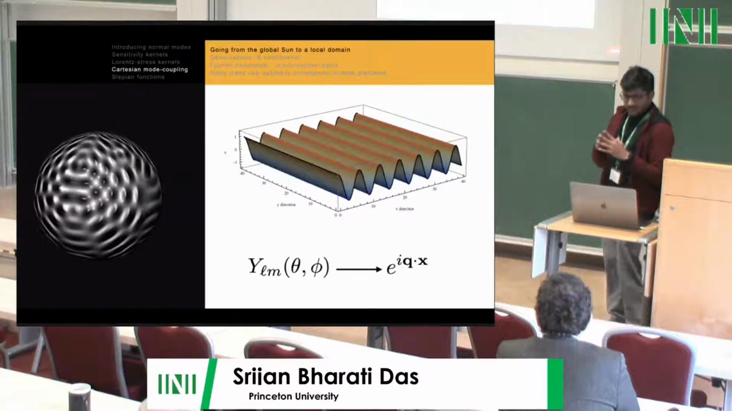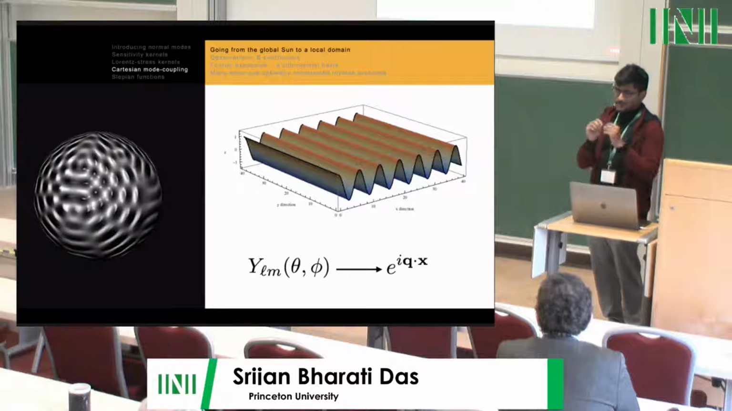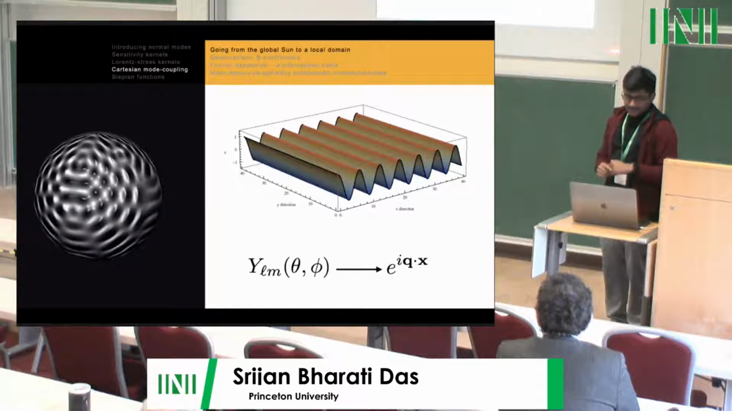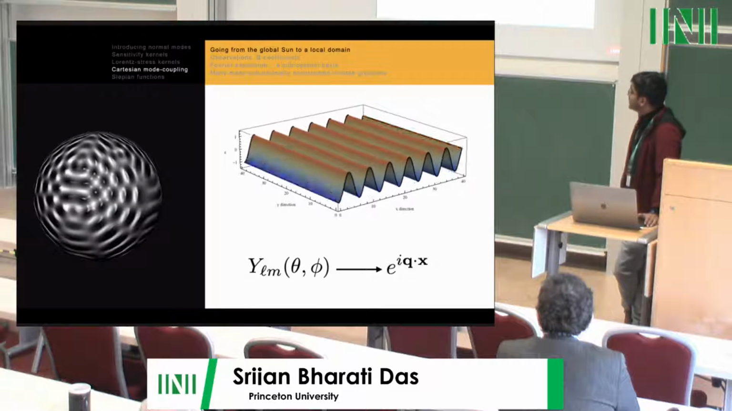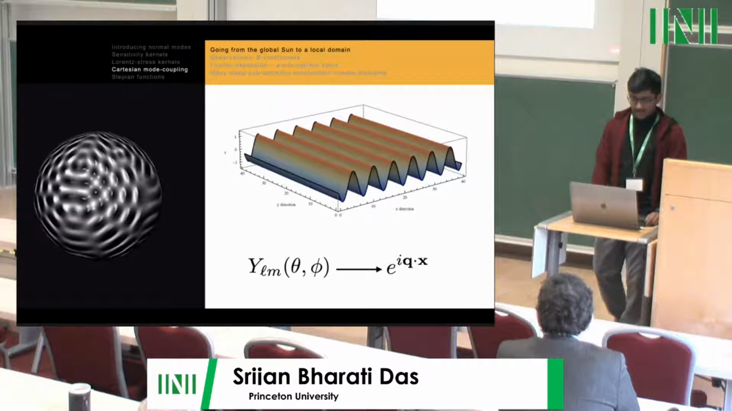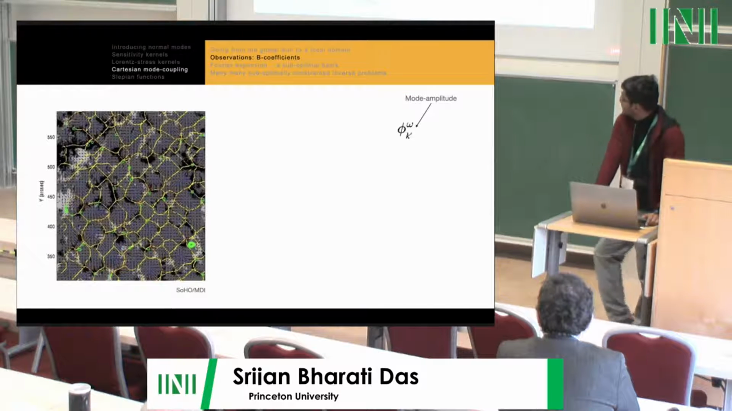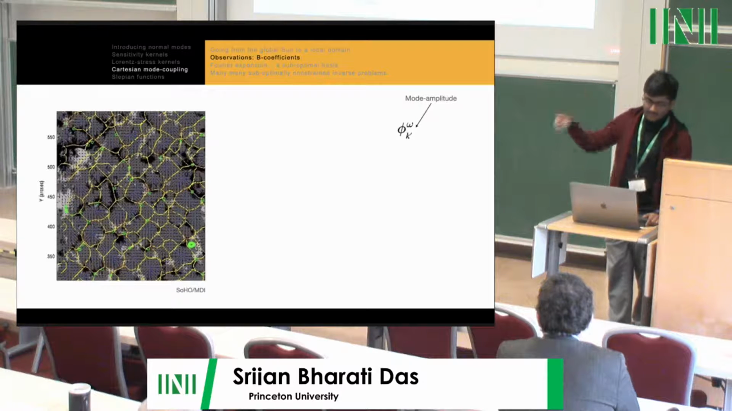So if we take this global picture of modes and zoom in a lot, those will start looking like plane waves. Therefore, the natural choice of basis for the modes in a local patch is a plane wave, as opposed to spherical harmonics. And on the left over here is an observation, and the yellow lines demarcate the different supergranules.